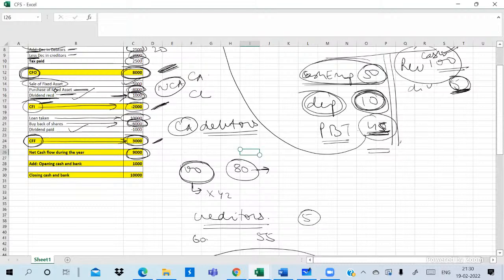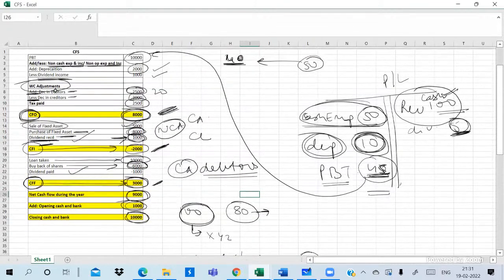So during the year, this company has generated cash worth 9,000. It had an opening cash of 1,000, which means what will be the closing cash that the company will have? Closing cash that the company will have will be 10,000. So opening cash was 1,000. It generated additional cash of 9,000. So put together, the closing cash for the company will become 10,000.